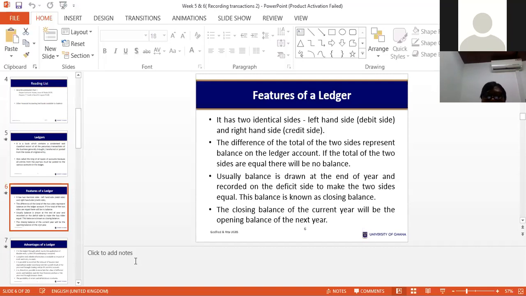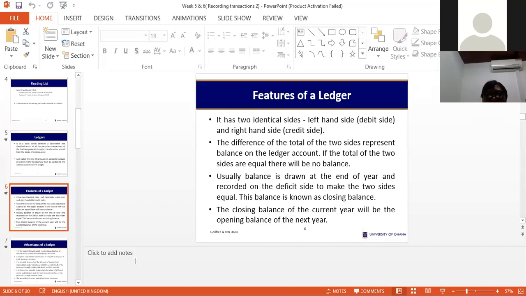Now the difference between the two sides, the side which is lower, would represent the balance on that ledger account. If the two sides, that's the debit and the credit, are equal, then there will be no balance. And so every time we have a ledger account, we must look out for which side is lower. The side that is lower, we would have a balance there.